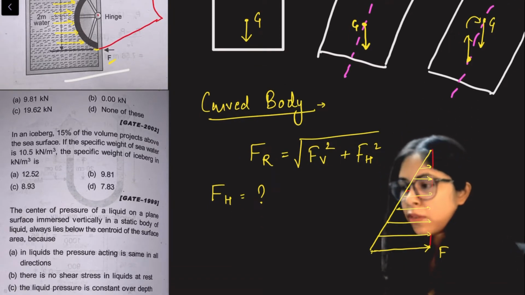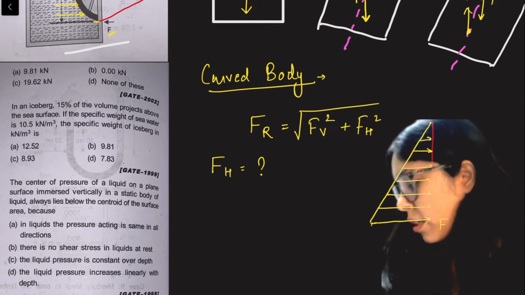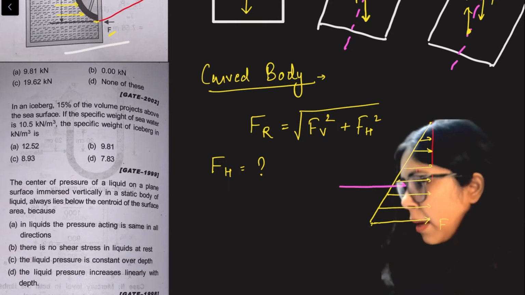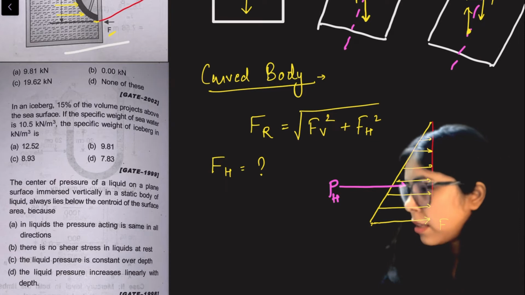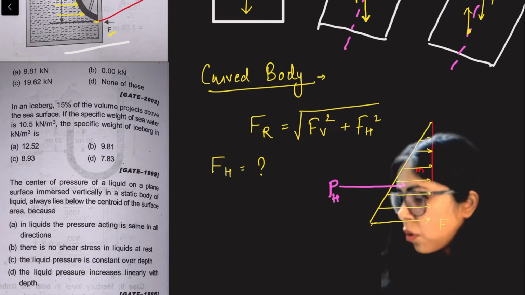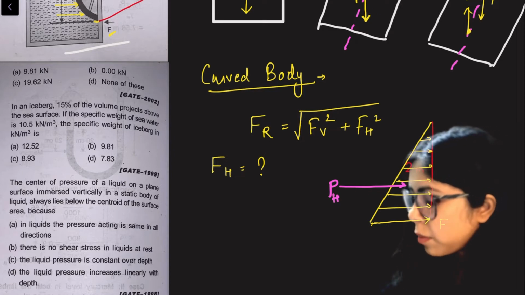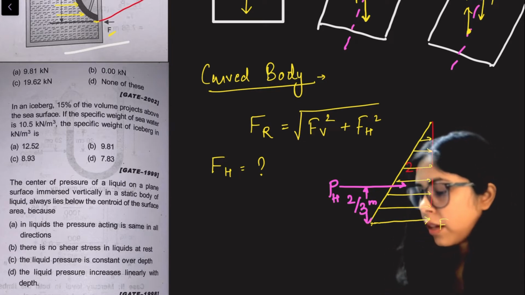I want to calculate the force now. Because it is a triangular pressure diagram, the resultant force will act at 1/3 from the bottom. So let's say this is the horizontal pressure, and it will act at 1/3 from the bottom. The total is 2 meters, so it will act at 2/3 meters of length.